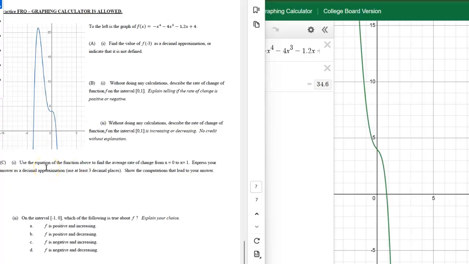Use the equation of the function above to find the average rate of change. Now we actually have to find it. Express your answer as a decimal approximation. Use at least 3 decimal places. Your AP exam will not tell you this because you should know it. Show the computation that lead to your answer.